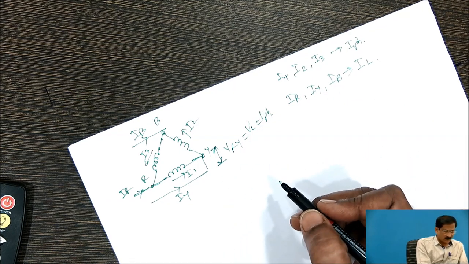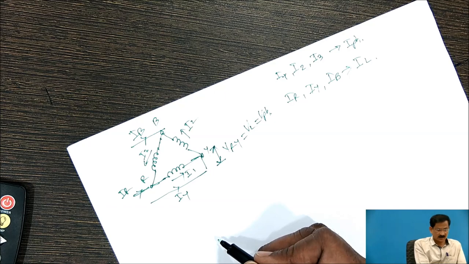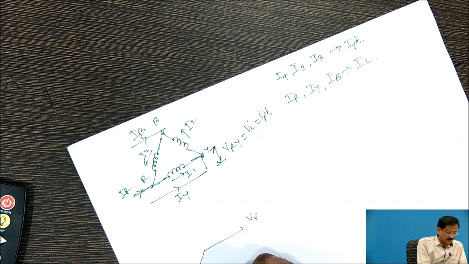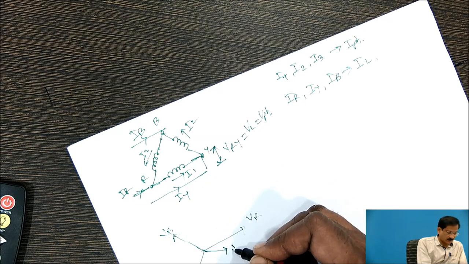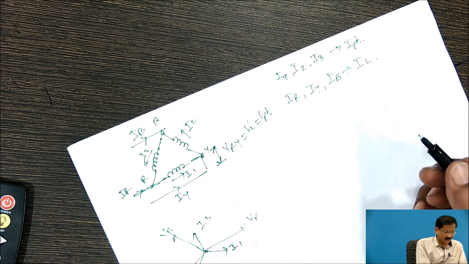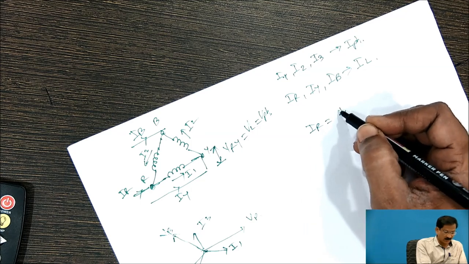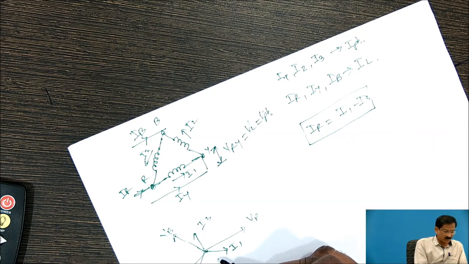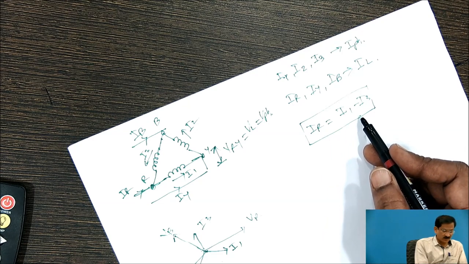Next, let us draw a vector diagram in which this is VR, VY, VB, and I1, I2 and I3. Now look at this node, IR is equal to I1 minus I3. Considering this, let us find out IR, that is the line current, which is the difference of I1 and I3.